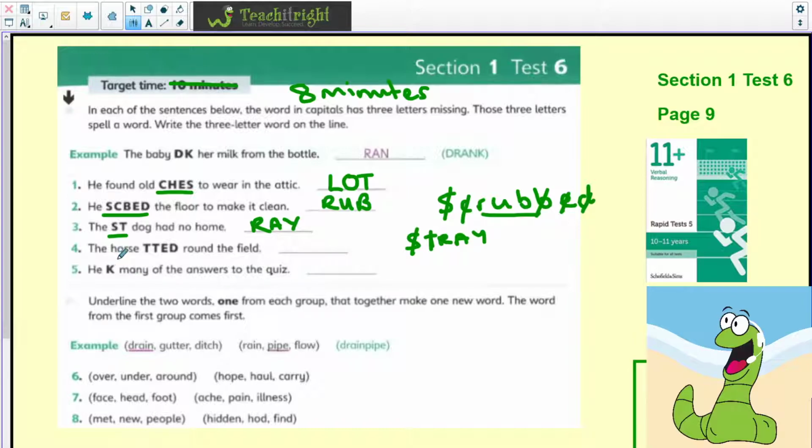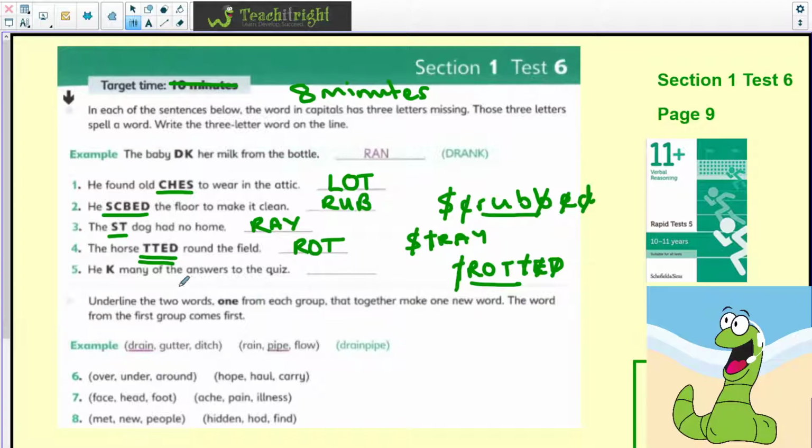Number 4, the horse something round the field. Now, if you know the paces that horses can go at, they can gallop, they can canter, they can walk, but this is the sort of after the walking, we'd say that they've trotted. And if we cross out the letters that we were given, the T, let's make sure we're getting this right. Then we were given another T and an E and a D. So we're left with rot. Just making sure that I cross out the right letters there.